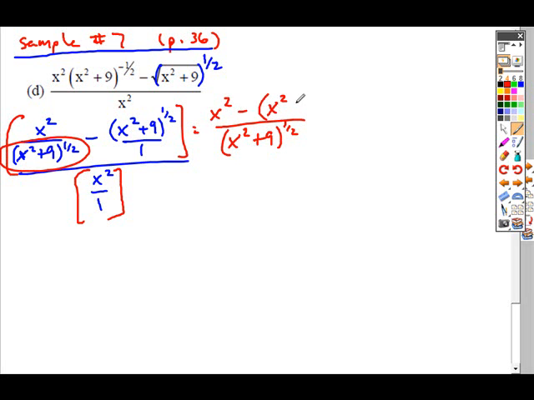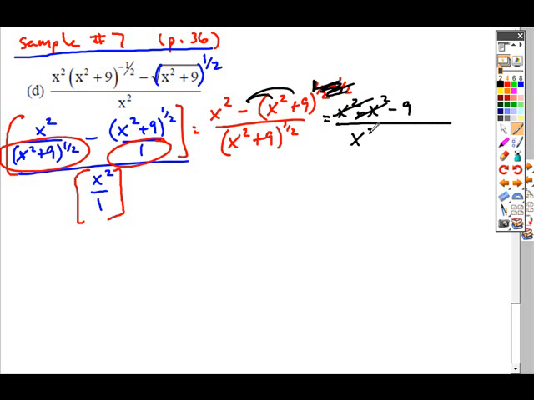Minus the next fraction's numerator, x squared plus 9 to the 1/2, times any LCD factor missing from its denominator. Well, it's missing the whole LCD, which happens to be the same thing, so what do we do with their powers? We add them, and so 1/2 plus 1/2 is equal to 1. And so here, really what we're doing to simplify this, we distribute our negative. We get x squared minus x squared minus 9. The x squareds cancel, so I'm left with just a negative 9 over x squared plus 9 to the 1/2.